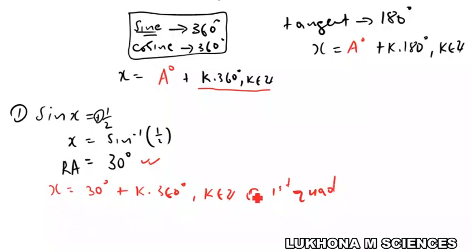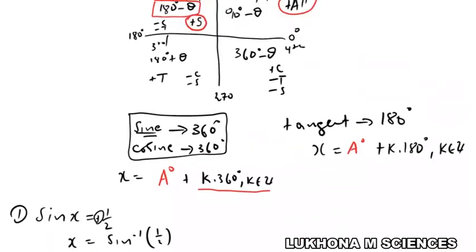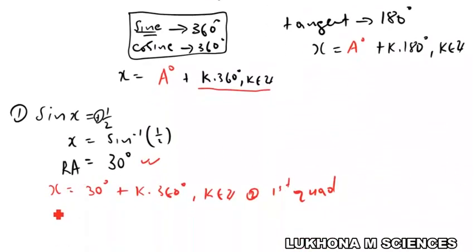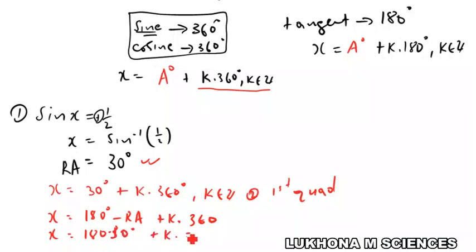Okay, now let's go to the second solution. The second solution is on the second quadrant because sine is also positive on the second quadrant. On the second quadrant, we know that it is 180 degrees minus the reference angle plus k times 360, where k is an element of the integers. So it's 180 degrees minus 30 degrees plus k times 360 degrees, where k is an element of the integers.